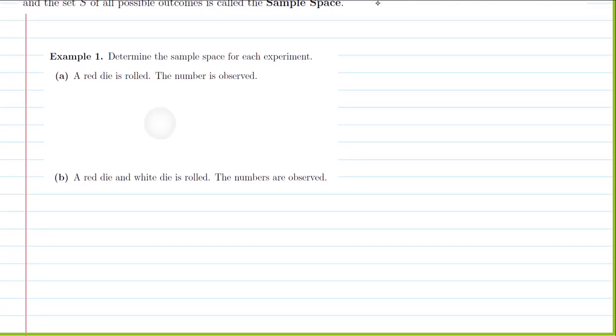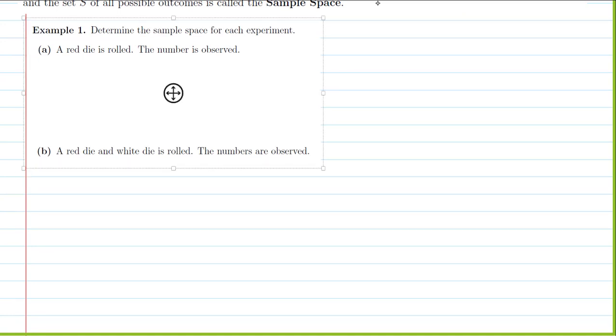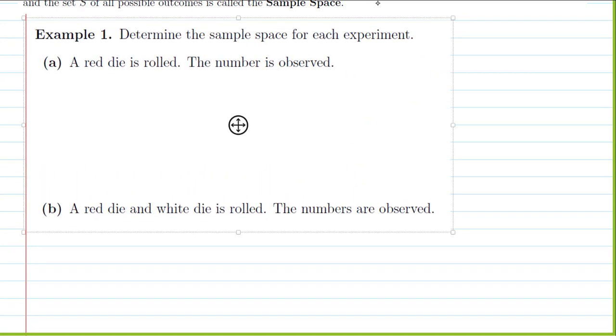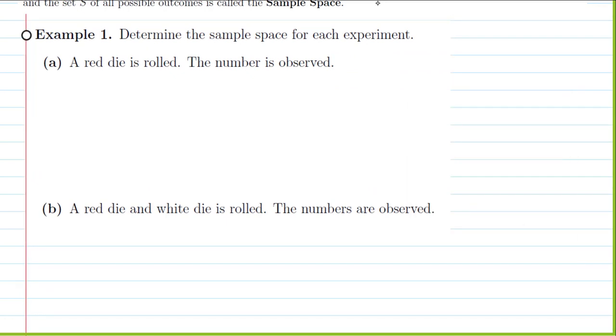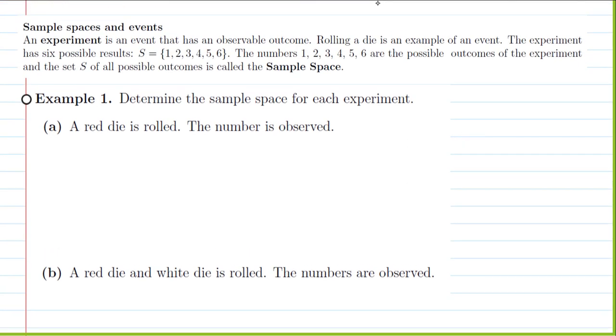So, example 1, determine the sample space for each experiment. A, a red die is rolled and the number is observed. Well, that's going to be the same as what we just had above. So our sample space S is going to be the set of numbers 1, 2, 3, 4, 5, and 6.